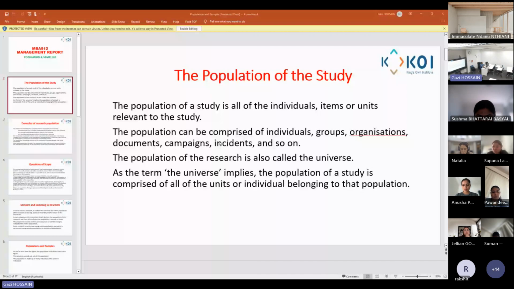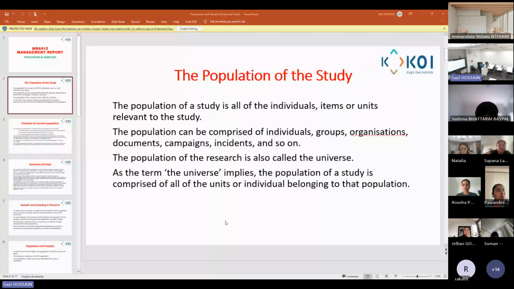So the population of the research is also called the universe. As the term universe implies, the population of a study is comprised of all the units or individuals belonging to the population. So it is the universe. Okay. Example of research population.